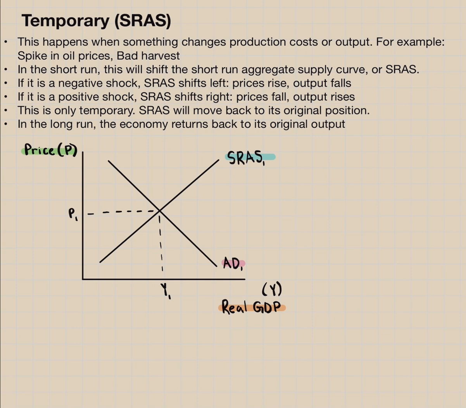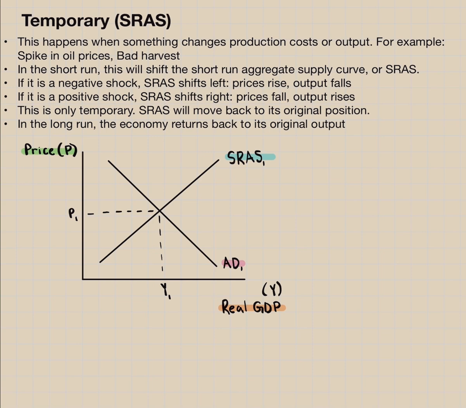If it is a positive shock, SRAS shifts right. Prices fall, output rises. This is only temporary. SRAS will move back to its original position. In the long run, the economy returns back to its original output.